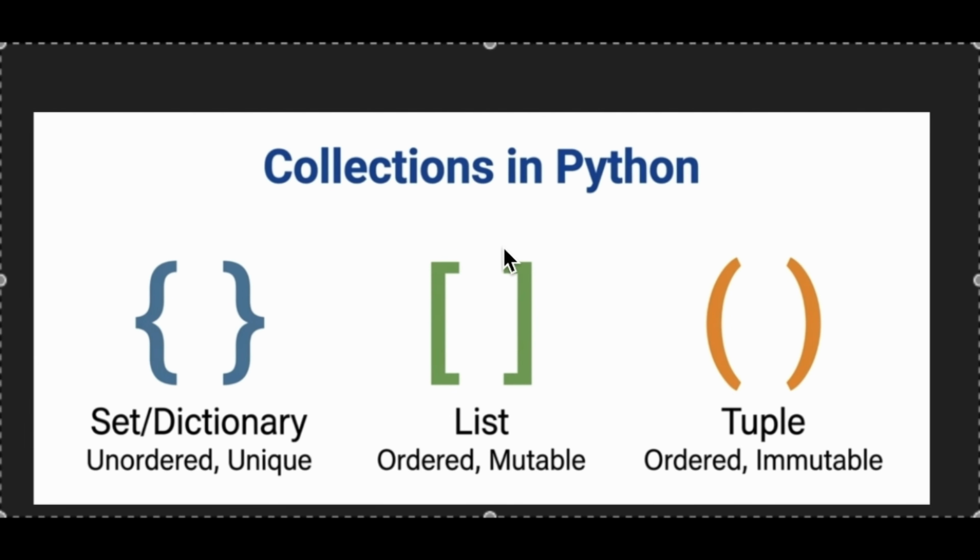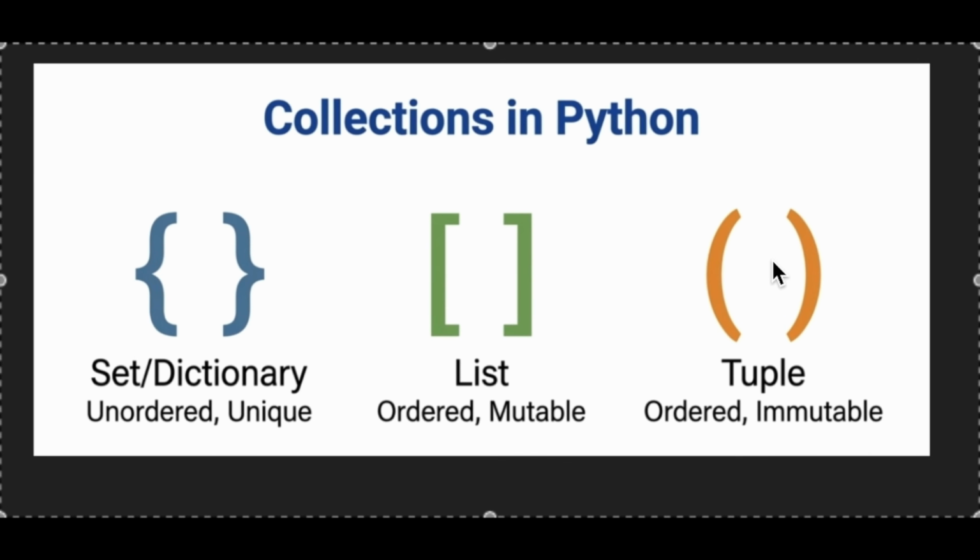The second one is list. It uses square brackets and it's ordered, meaning it keeps things in the specific order you put them, and it is also mutable, meaning you can change it after creating it, and it allows duplicates. The third one is the tuple. It uses round brackets and it is also ordered, but it is immutable. Once you create it, you can't change it. Think of it as a frozen list.